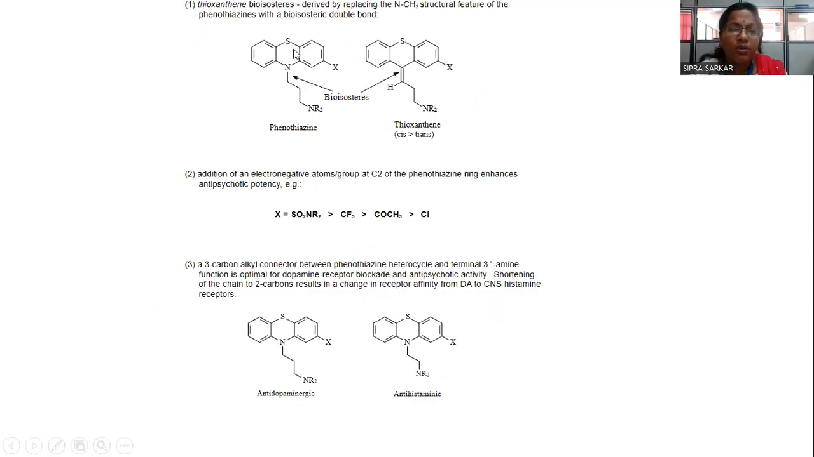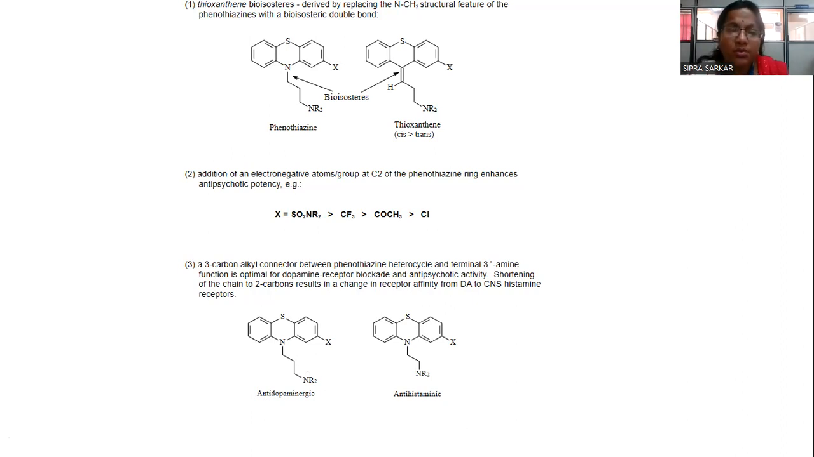So these are the structural bioisosteres. See the phenothiazine and thioxanthene. These are another category of drugs. Thioxanthene is where this nitrogen is not present. Addition of electronegative atoms or groups at C2 of the phenothiazine ring enhances the antipsychotic activity, such as SO2 and CF3. The 3-carbon alkyl connector between the phenothiazine heterocycle and the terminal tertiary amine function is optimal for dopamine receptor blockade and antipsychotic activity. See, this drug blocks the dopamine receptor as well as having the antipsychotic activity.